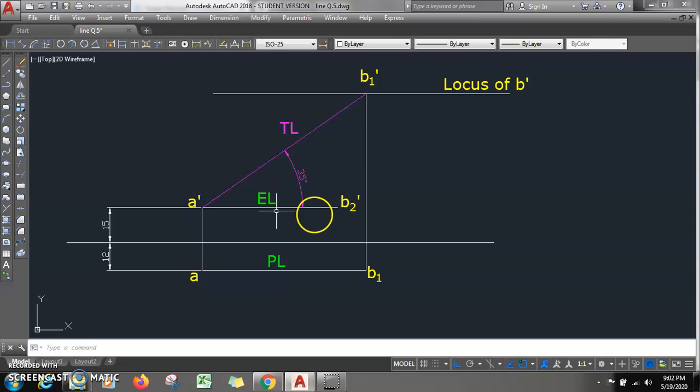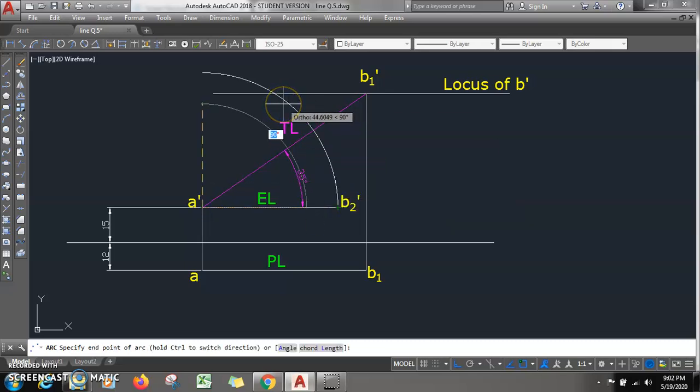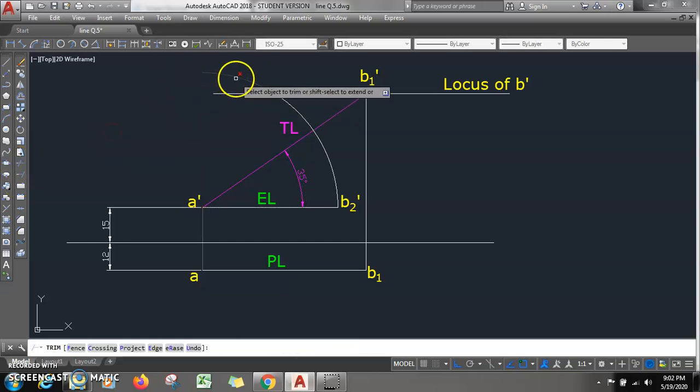What next? In the front view, we have the elevation length and the locus of B dash. So what we need to do is, putting A dash as the center and EL as the radius, draw an arc. Take the arc, click the center A dash, B2 dash is the starting point, and this point is the end point. So it will cut the locus at this location.